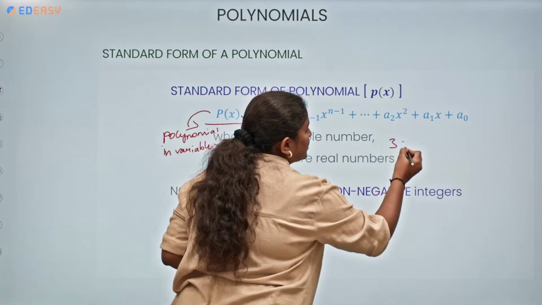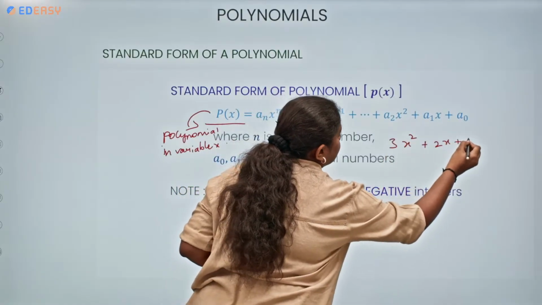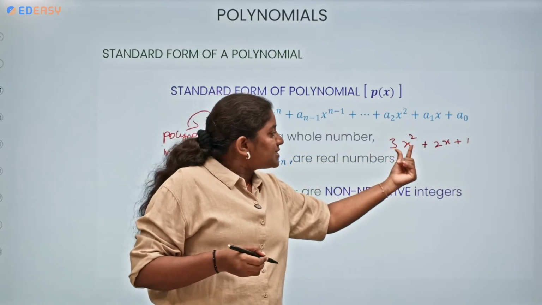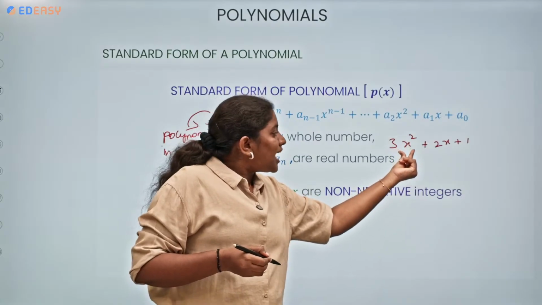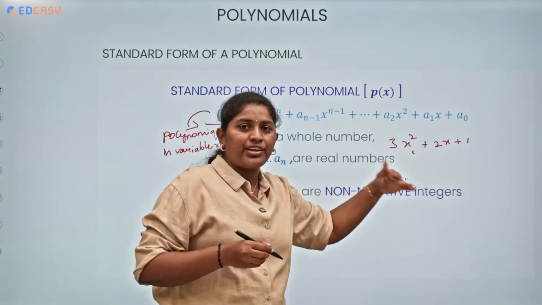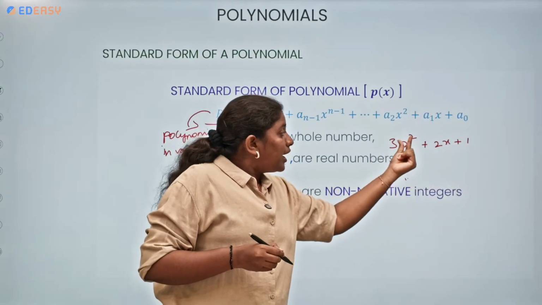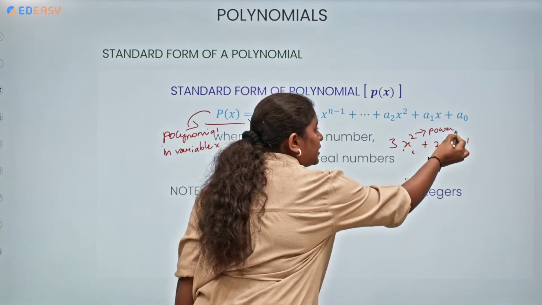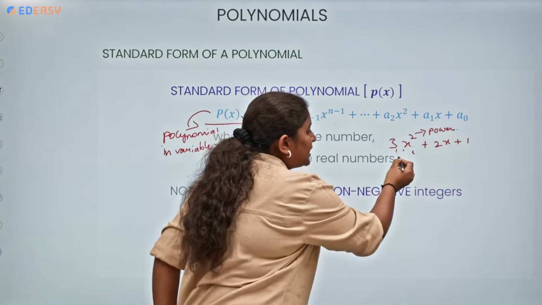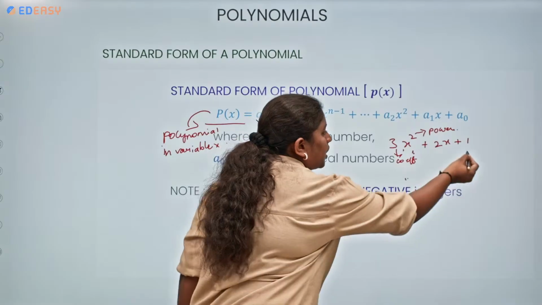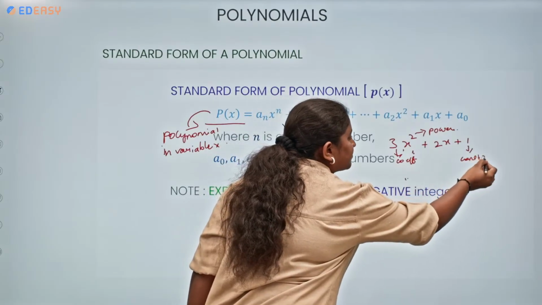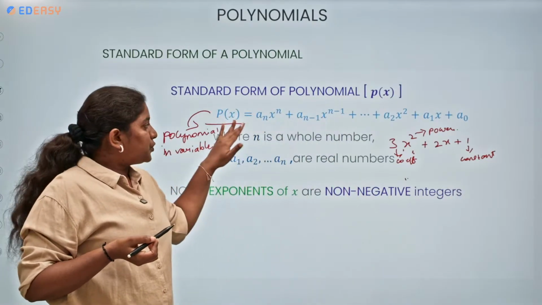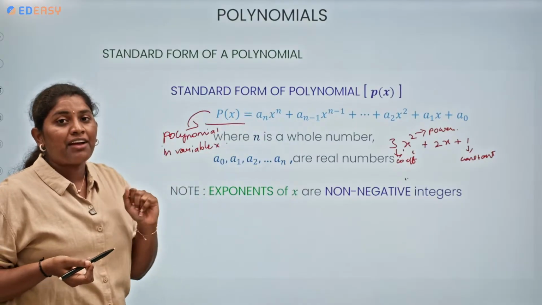For example, I am having 3x square plus 2x plus 1. If I take this as my polynomial, I started writing it from the highest power of the variable and I am going to decrease the power. Here x is the variable, 2 is the power, meaning the exponent of my variable, and 3 will become our coefficient. And 1 will be your constant. Understood?